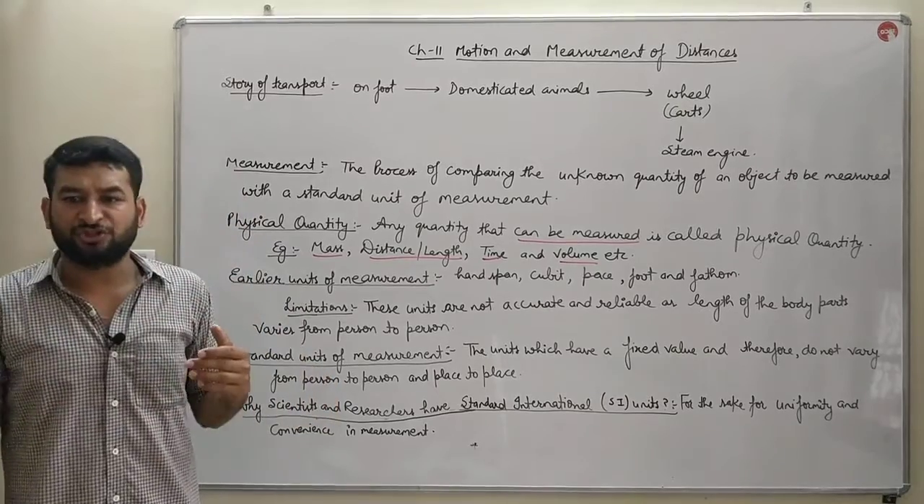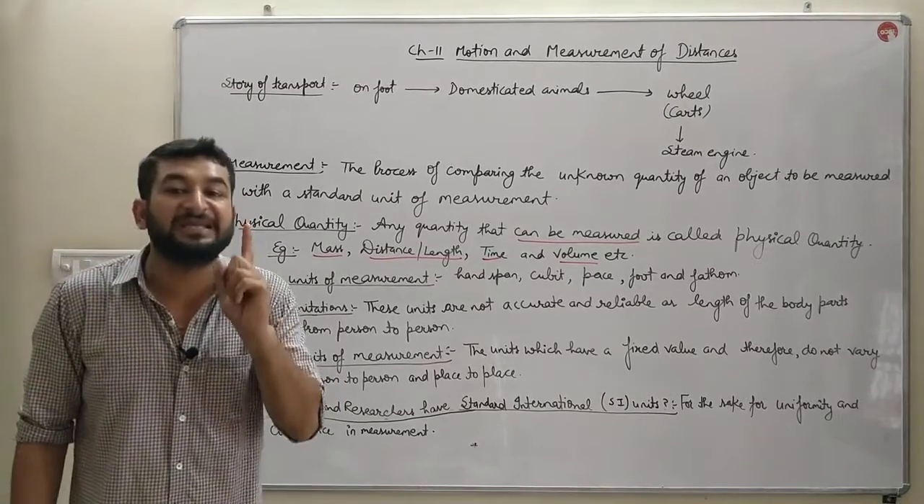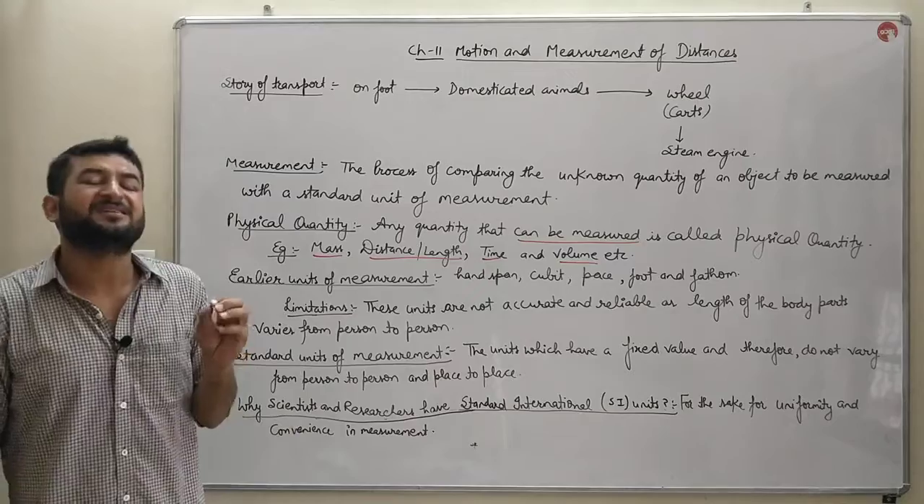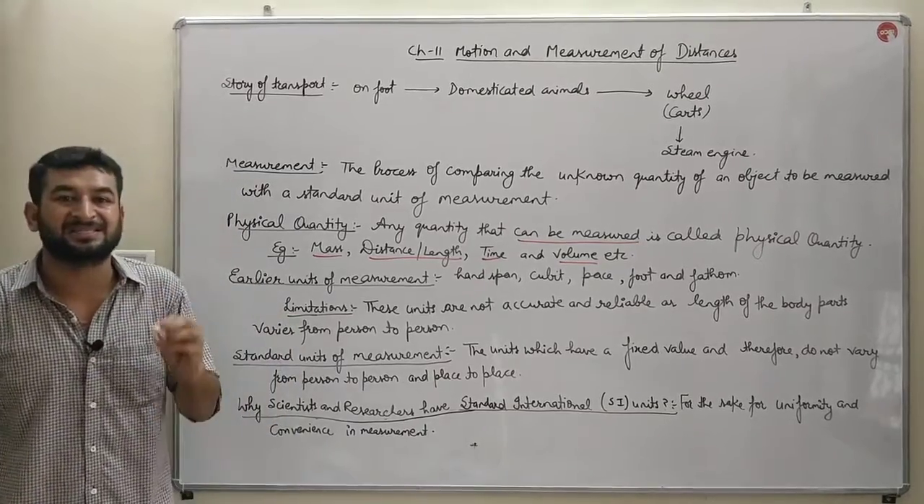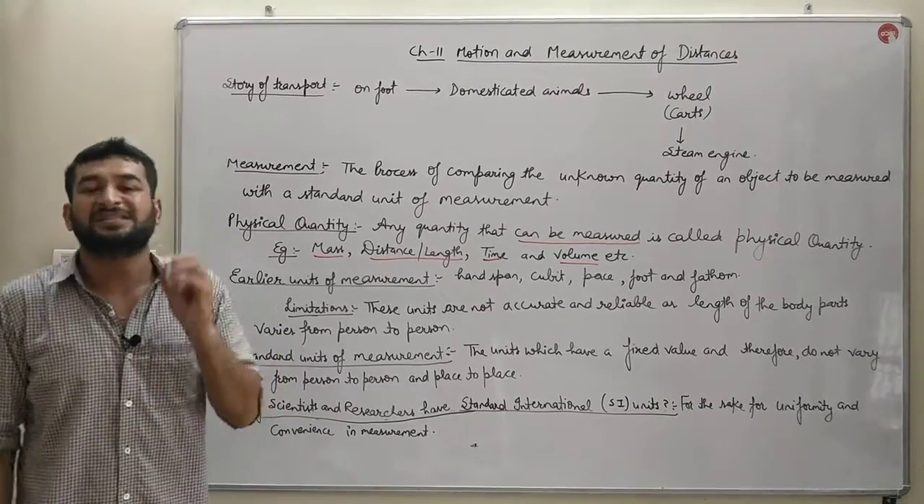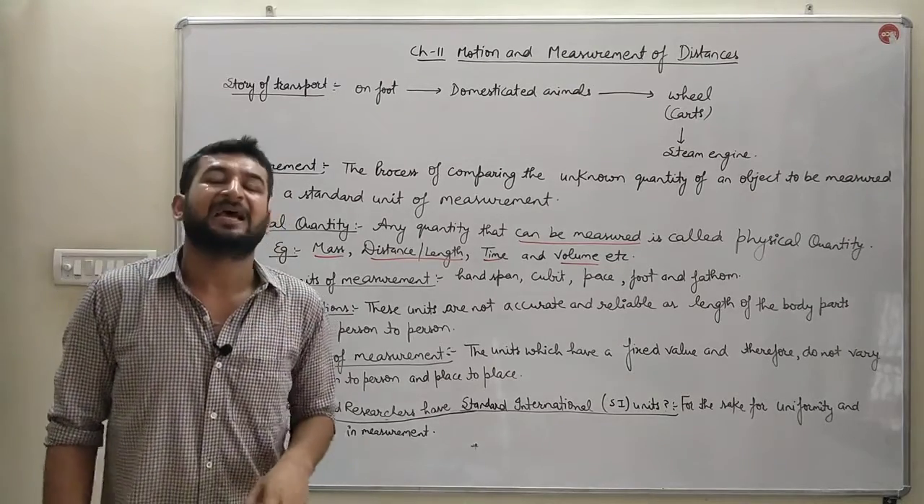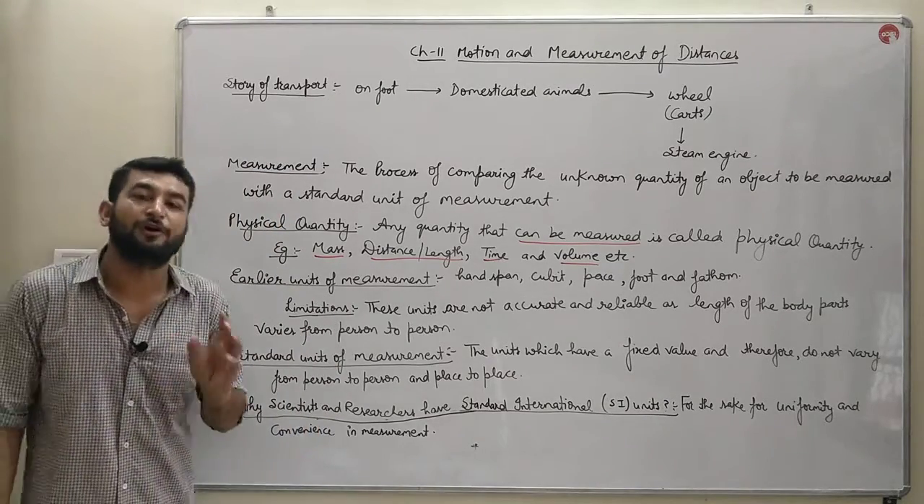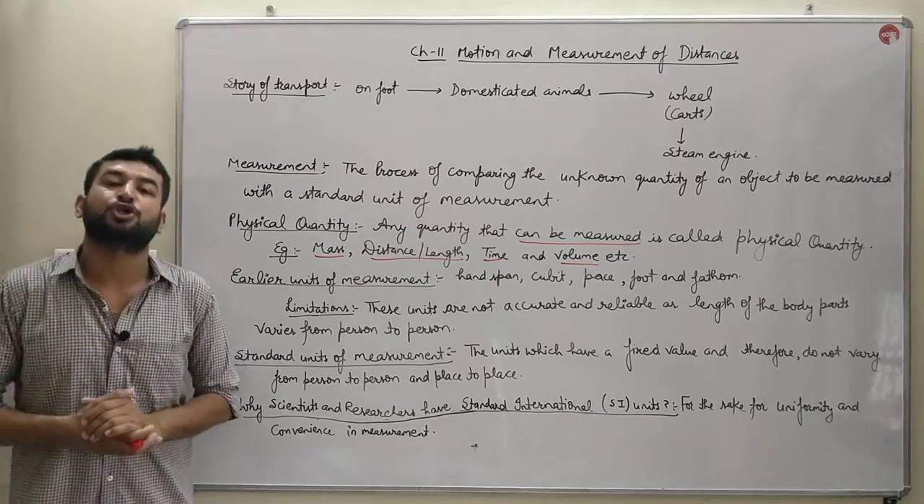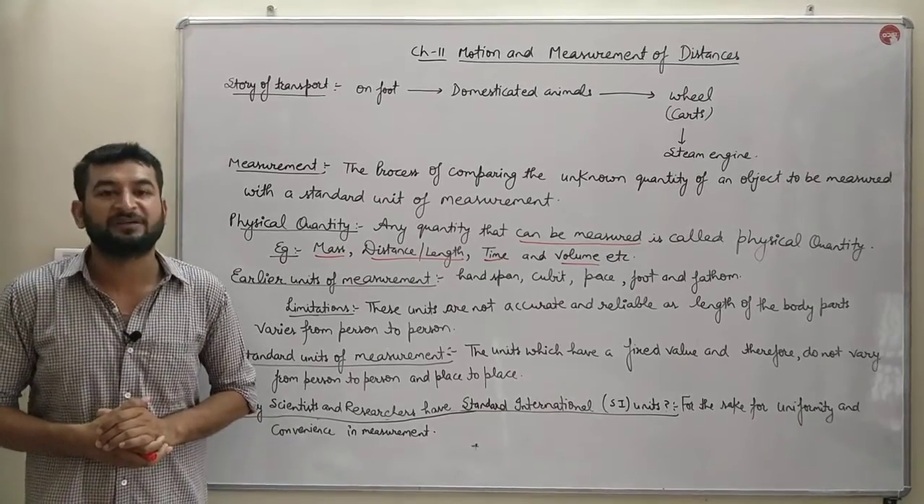The standard international unit for length or distance is meter. The standard international unit for mass is kilogram. The standard international unit of time is second. And the standard international unit for volume is meter cube, or you can say cubic meter.